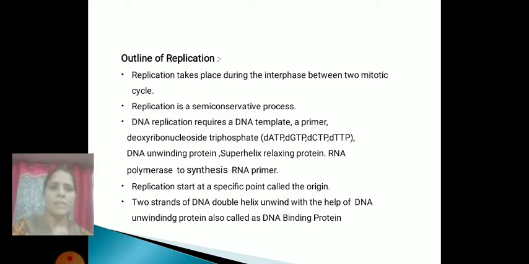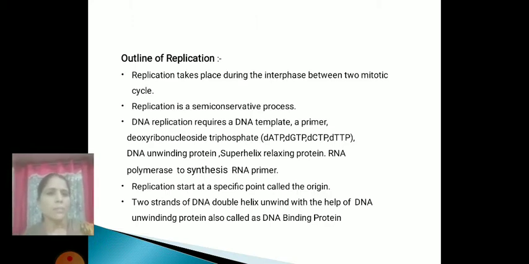Next, replication is a semi-conservative process. That is, from one parental DNA, two exact copies of DNA are formed. Out of these two double helices, one strand is new and another strand is old. That mode of DNA replication is called the semi-conservative mode of replication.